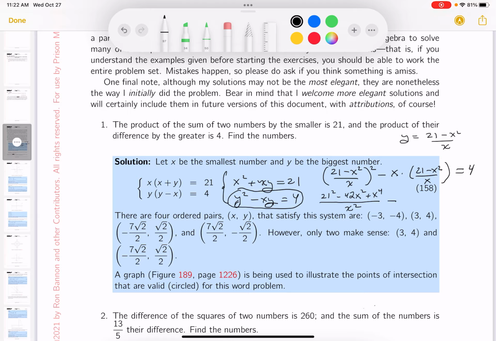The x cancels off, so I'm left with minus 21 plus x squared is equal to 4. Now I'm going to multiply both sides of that equation by x squared. And what do you get? You would get 21 squared minus 42 x squared plus x4. Again, I'm multiplying by x squared. Minus 21x squared plus x4 equals 4x squared.